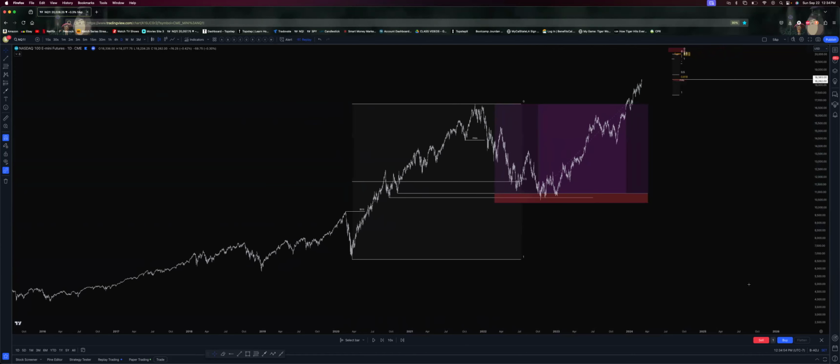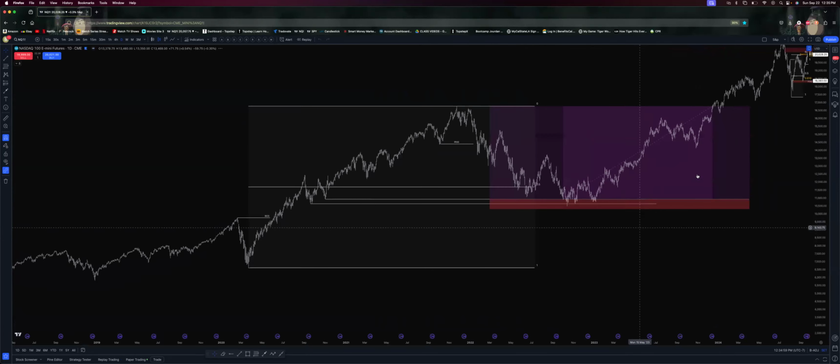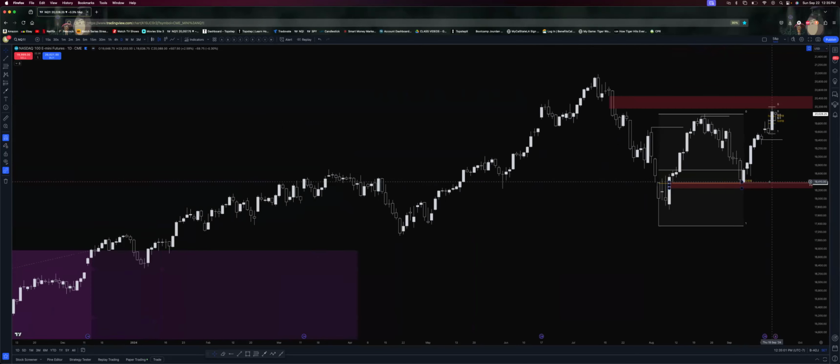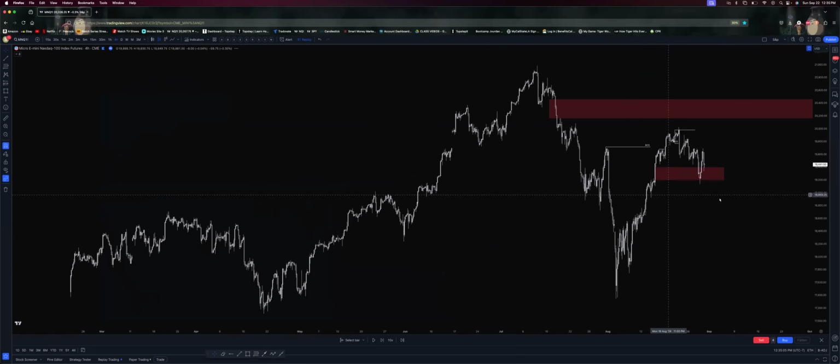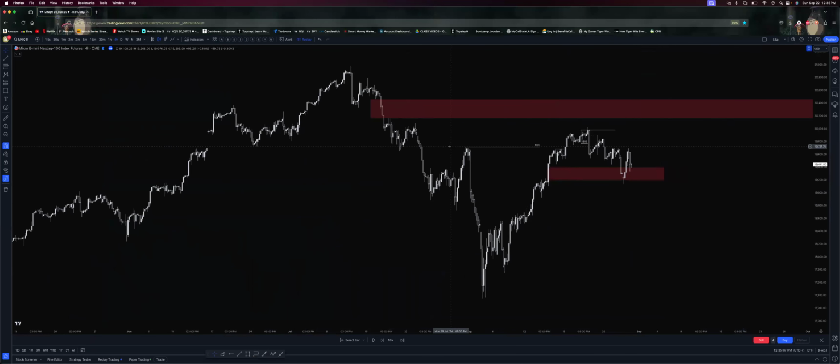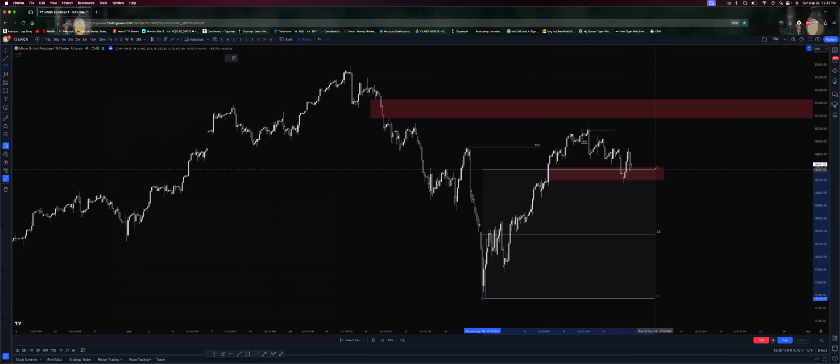Perfect. Okay, so now we want to fast forward to where we are now. Fast forward to where we are now, going to look at the other chart right here. Just to look at this, we had our break of structure all the way up here. So what do? Right, it's supposed to be usually a swing low.